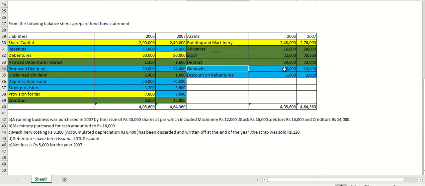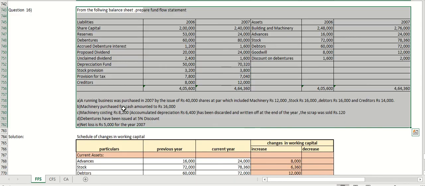Goodwill, last year it is 8,000, the current year it is 12,000, and we have an adjustment. I will tell you how to work it out, so we will keep it aside. While I am working it out, I will tell you. Discount on debentures will be shown up in your profit and loss adjustment account as 1,600 minus 1,000, which is 600, shown as discount on debentures. So now let's move on to the answers.